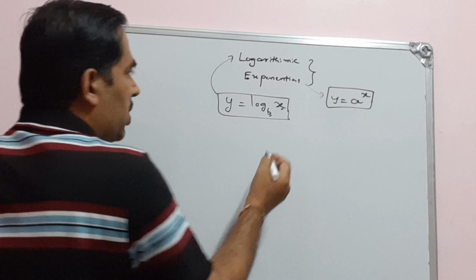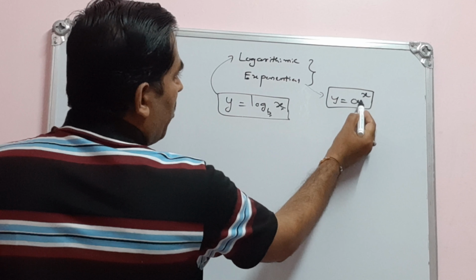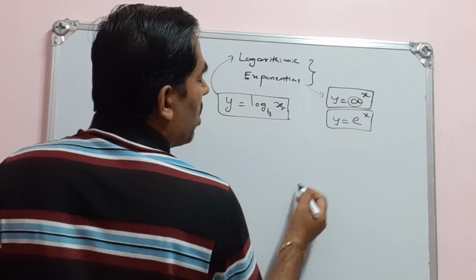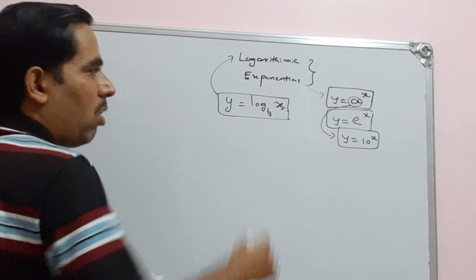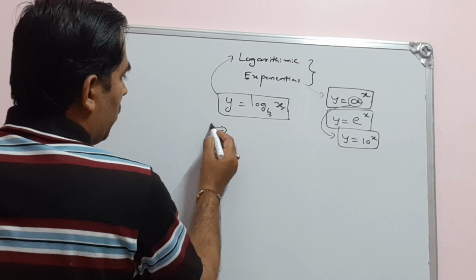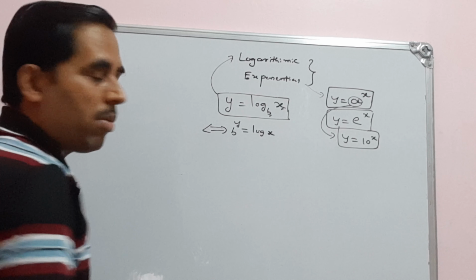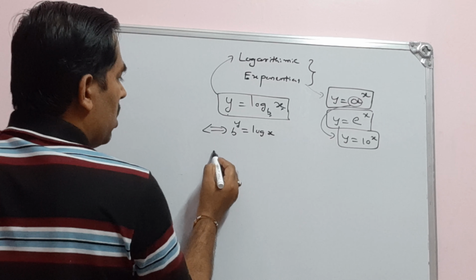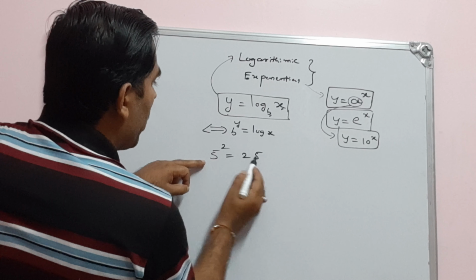We also know this definition here. Y is equal to a to the power of x, and here also a condition applies. If I replace a by e, it will be y is equal to e to the power of x. If I replace it by 10, that will be y is equal to 10 to the power of x. All these are exponential functions. This logarithm we can write as b to the power of y is equal to x. So this can be written as y is equal to log x to the base b. For example, 5 square, we know 5 into 5 is 25. 5 square is equal to 25.